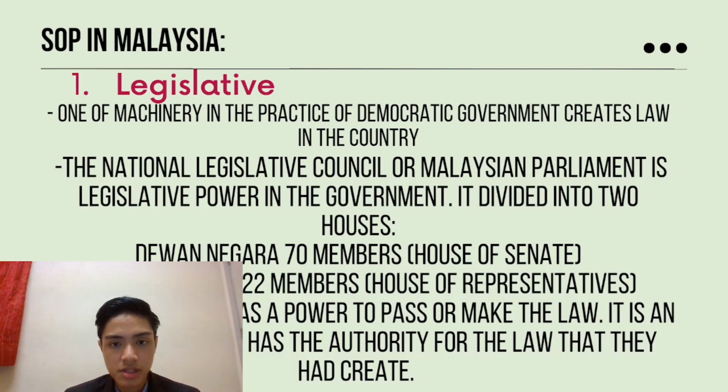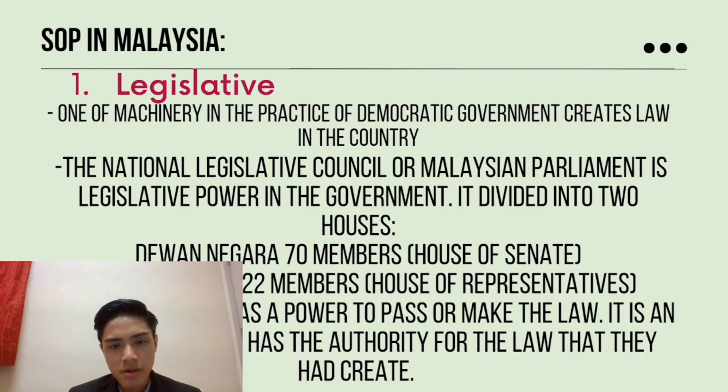The Malaysian legislative branch is one of the machineries in the practice of democratic government that creates the law in the country. This legislative body is in charge of making the law and policy. The National Legislative Council, known as the Malaysian Parliament, holds legislative power in the government. It is divided into two houses. First, Dewan Negara, or well known as the House of Senate. It has 70 senators. Secondly, Dewan Rakyat, or as we know it, the House of Representatives. It has 222 representatives.